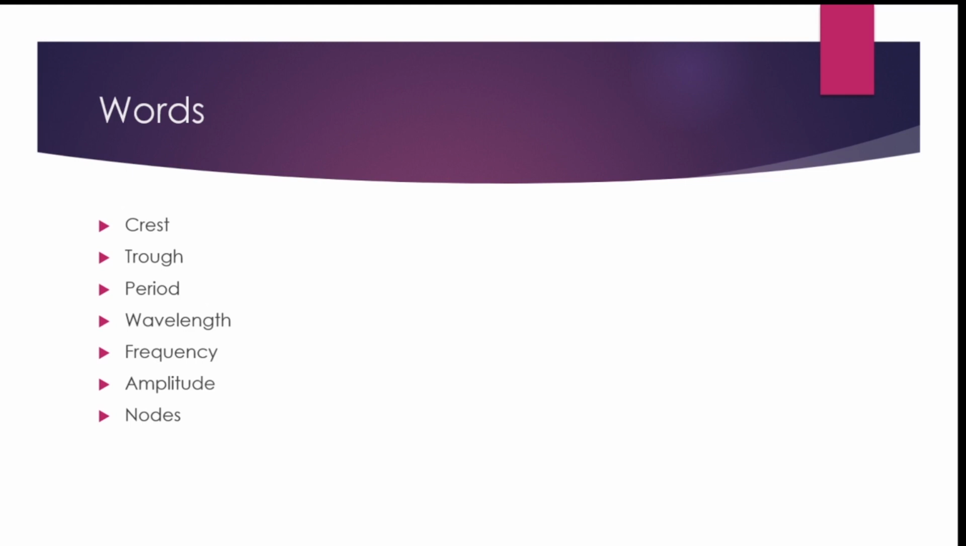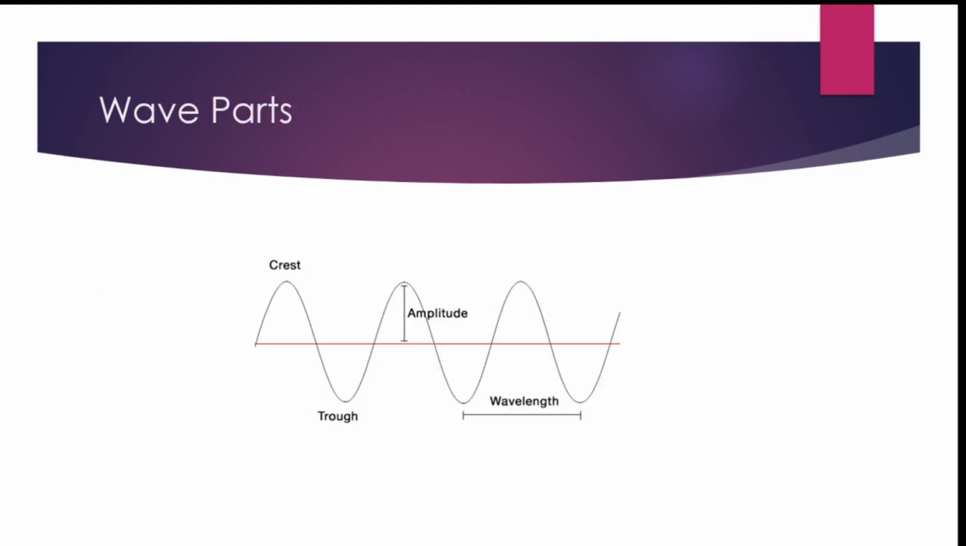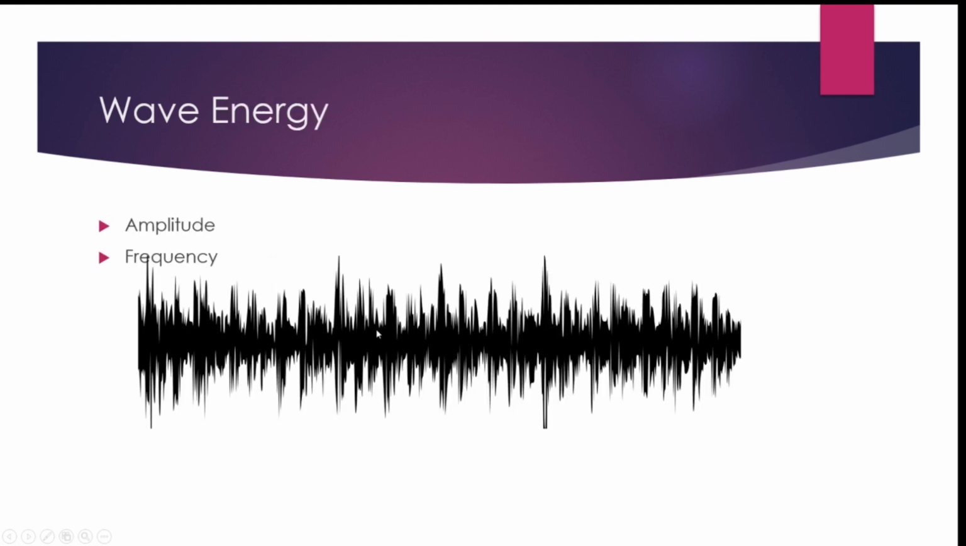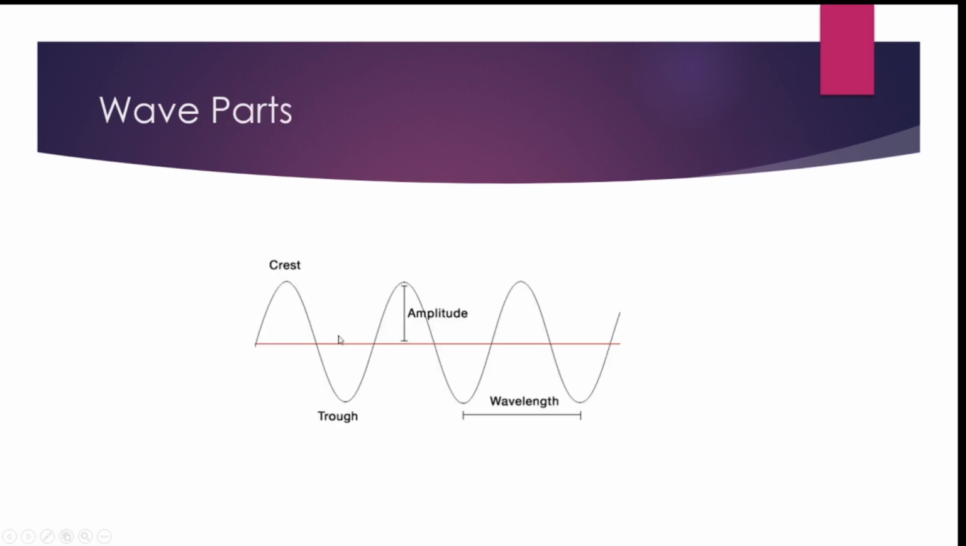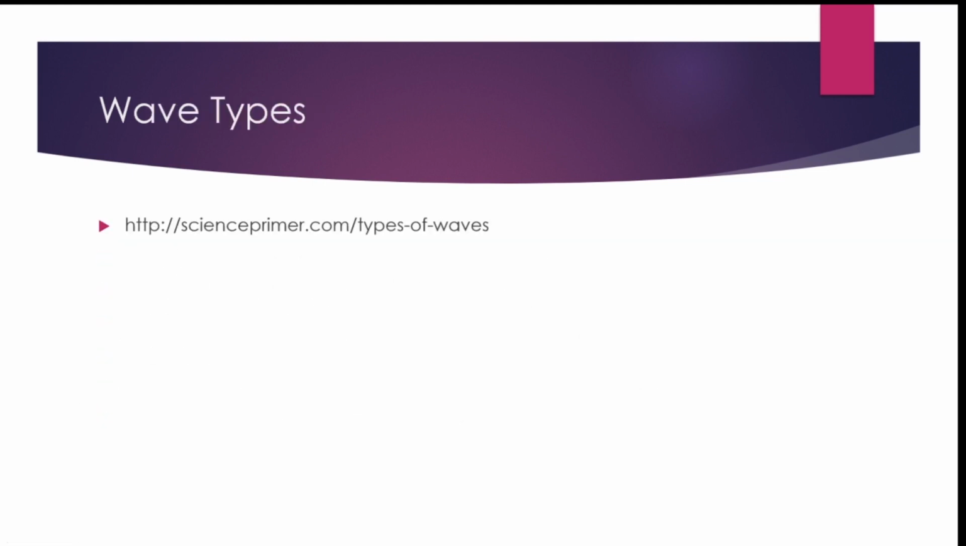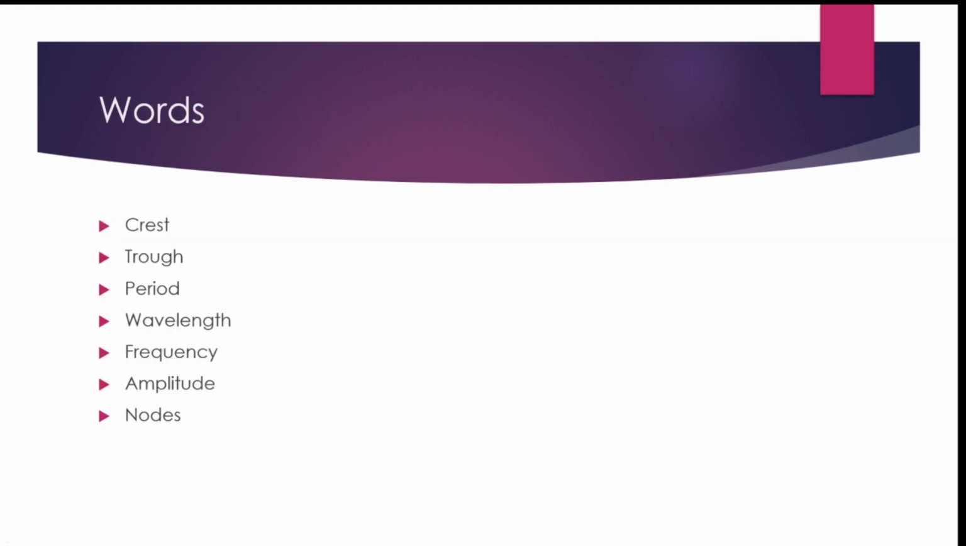Nodes. So on a standing wave, I'm going to go back, we'll talk about nodes on this slide here. On a standing wave, now standing waves are waves that look like they are in one spot. And it's just because the frequency is so consistent. But where the wave crosses the midline, these are all nodes. So that's what nodes are, basically, where the wave crosses the midline. So those are the vocabulary words that you're going to need.